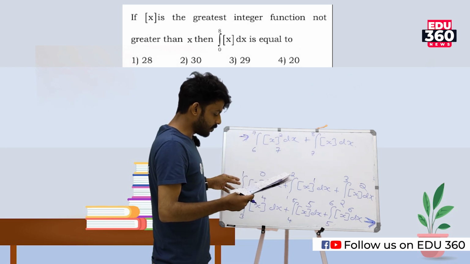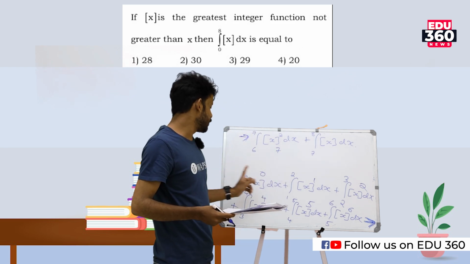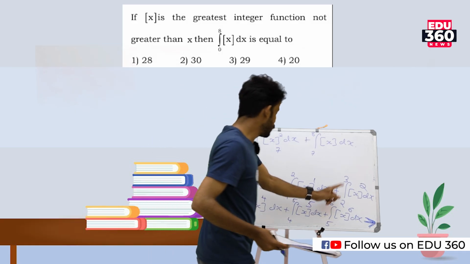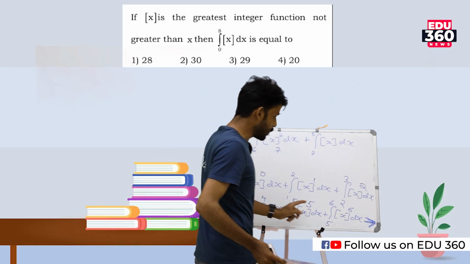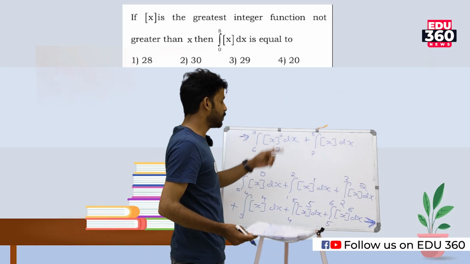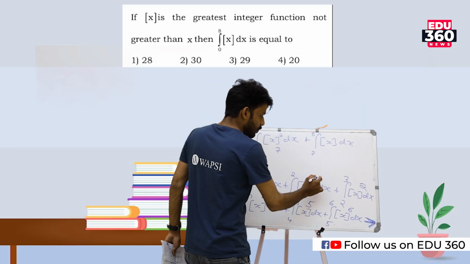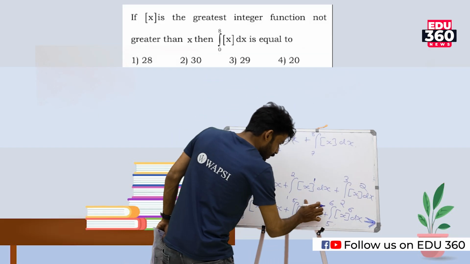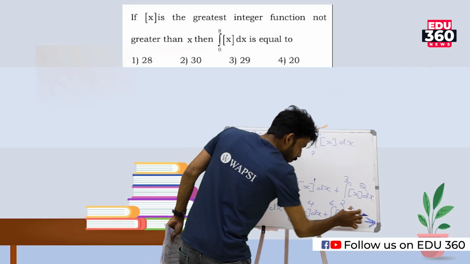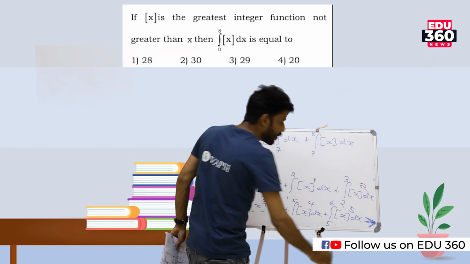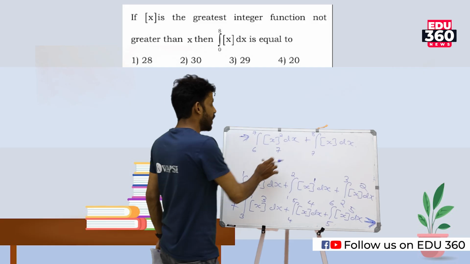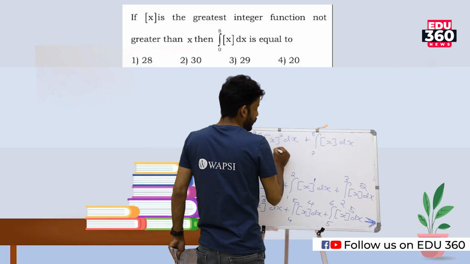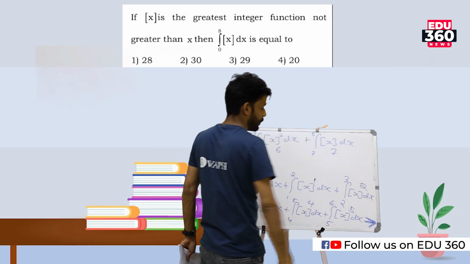From 0 to 1, the value is 0. Then 1 to 2, 2 to 3, 3 to 4, 4 to 5, 5 to 6, 6 to 7, 7 to 8. The value of these is 1, 2, 3, 4, 5, after applying the upper limit and lower limit, and then 6 and 7.